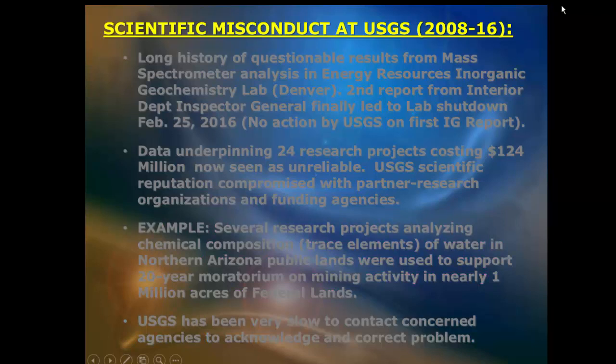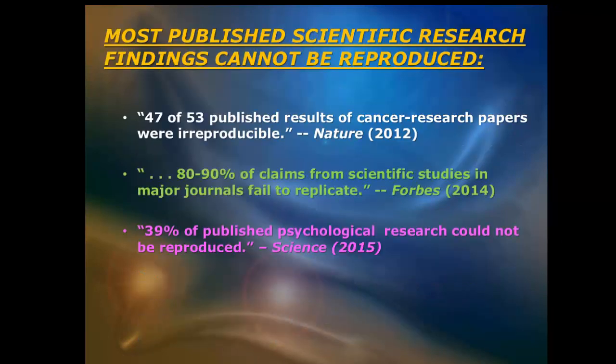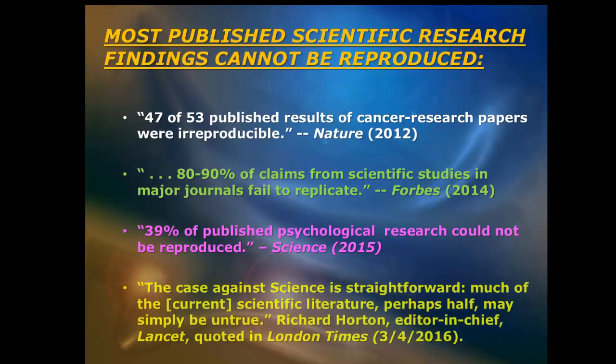Increasingly, you're hearing from knowledgeable people about the fact that scientific publications, often their findings can't be reproduced. This is from Nature, the British equivalent of Science. 47 of 53 published results of cancer research papers are irreproducible. Forbes reported 80 to 90% of claims from scientific studies in major journals failed to replicate. Science, the U.S. AAAS publication, reported 39% of published psychological research could not be reproduced.